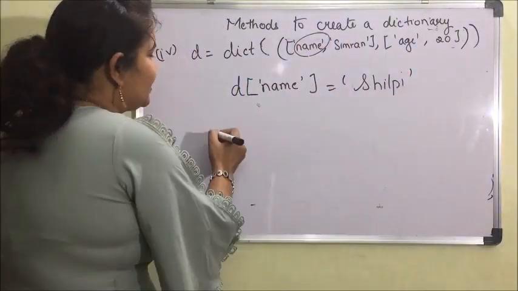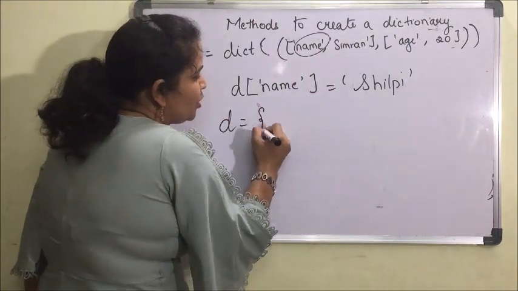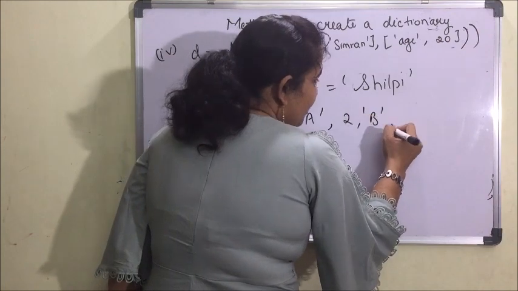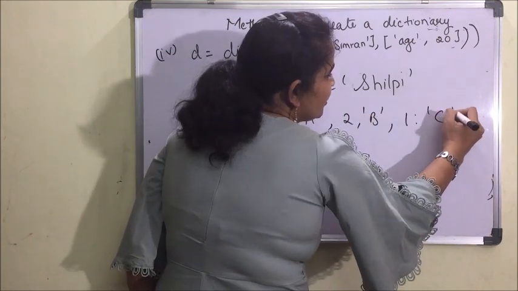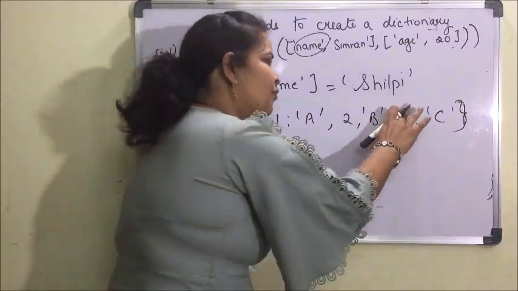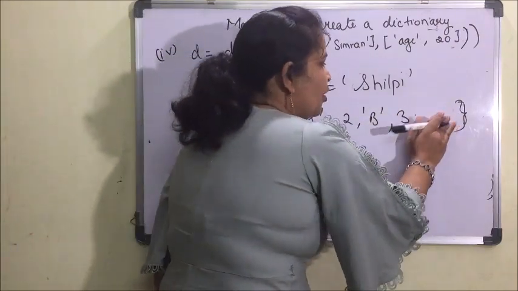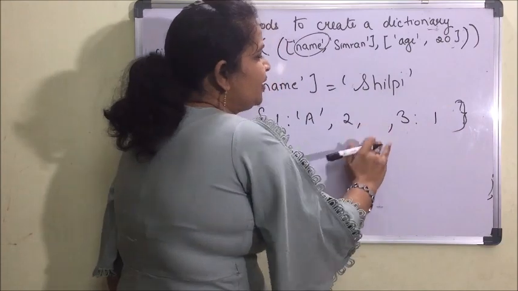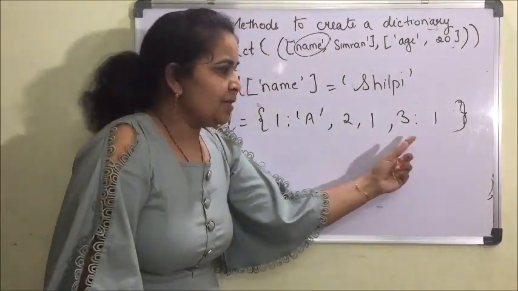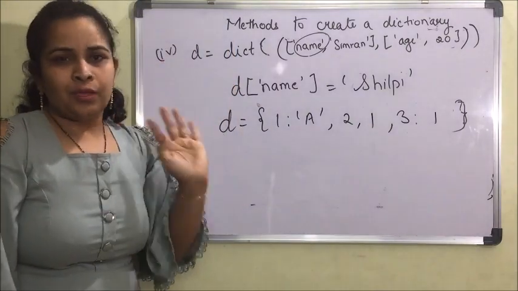We can replace it. Suppose I have used 1 A, 2 B. Again we cannot use this. This is wrong. We have to change it. But if we want, we can use repeated values. That doesn't matter. We can have values repeated, but keys are always unique.